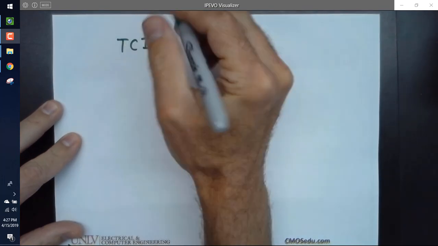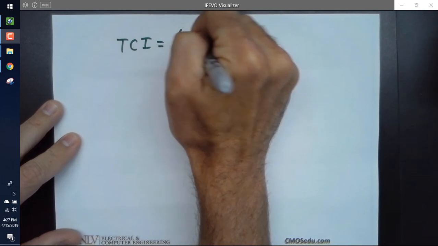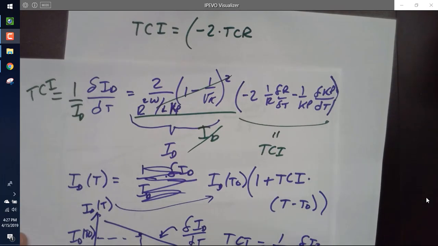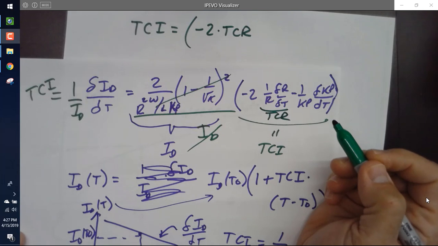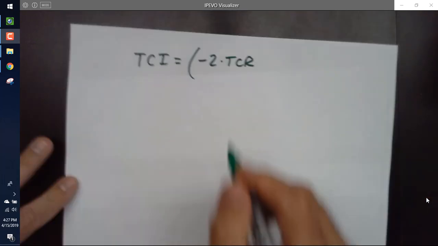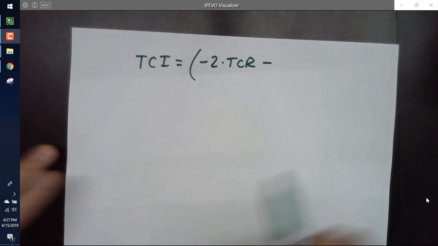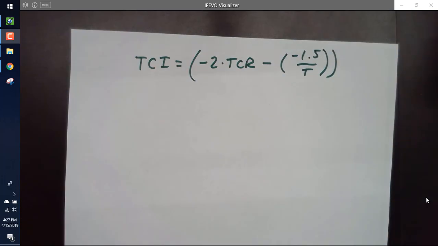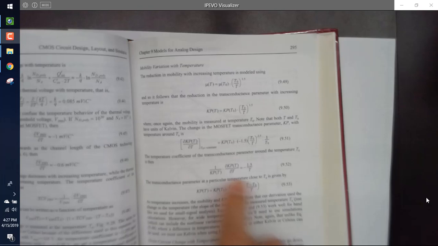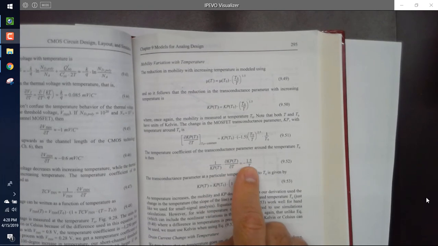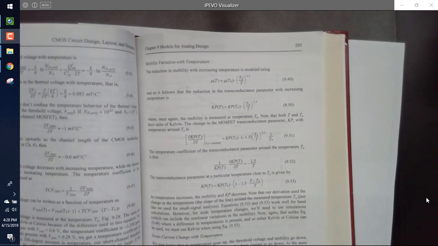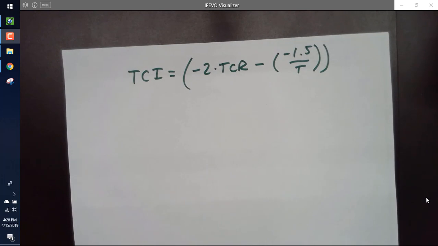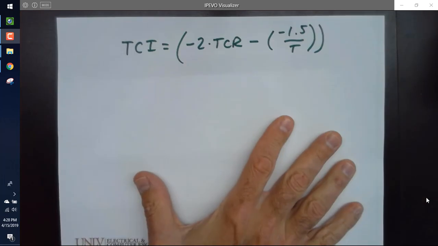TCI is equal to minus 2 times the temperature coefficient of the resistor. What did I replace 1 over R del T with? Temperature coefficient of the resistor. And then 1.5, 1 over Kp del T is minus 1.5 over T. And if I go back in the book, because you don't believe me, 1 over Kp del T is minus 1.5 over T. Looking good? All right, so let's put some numbers in there and show you that I'm not wasting your time and this is actually useful.